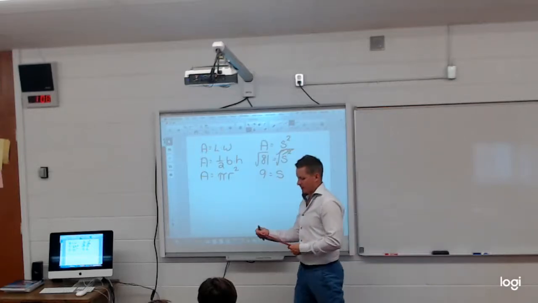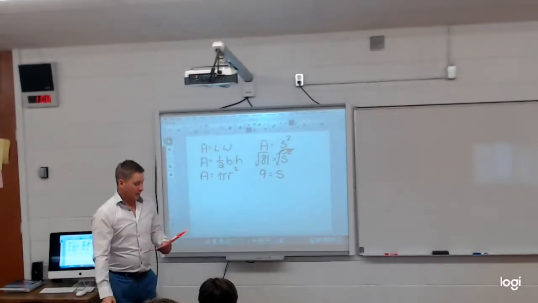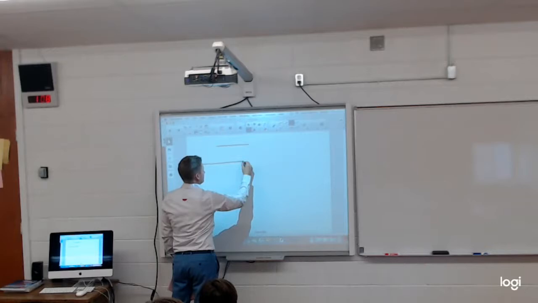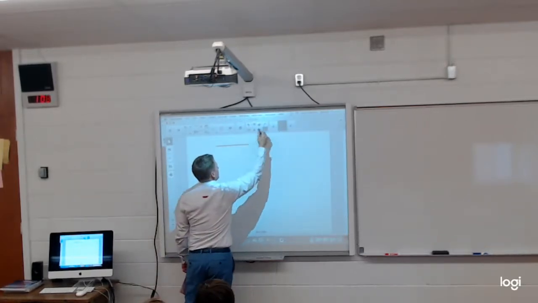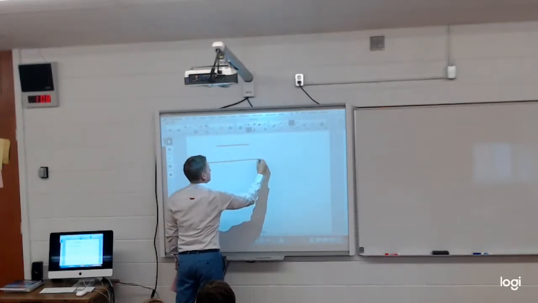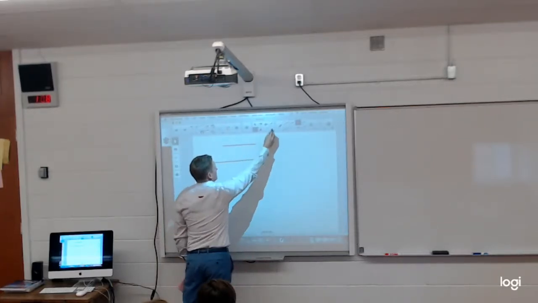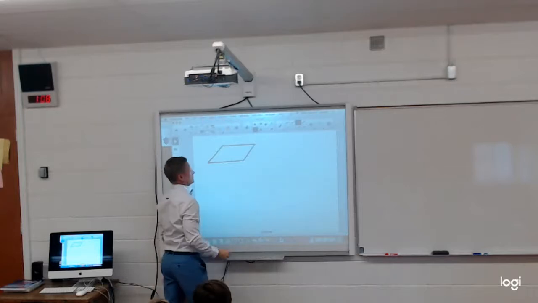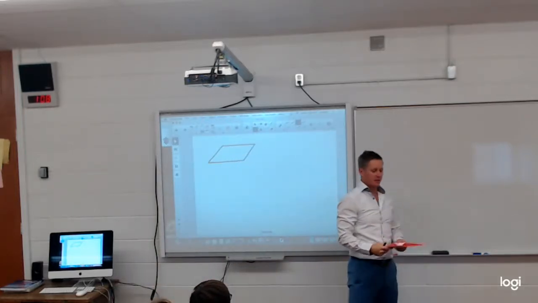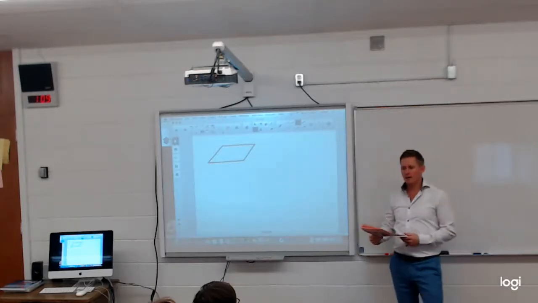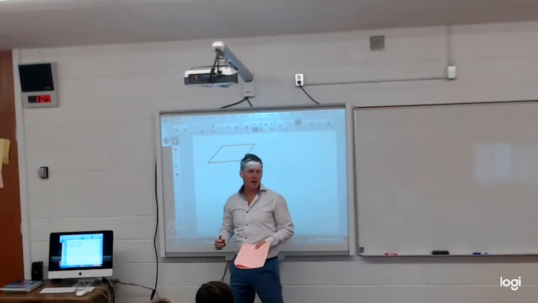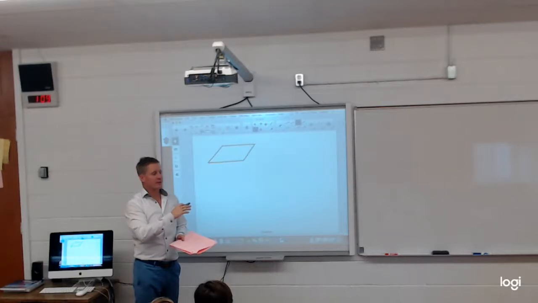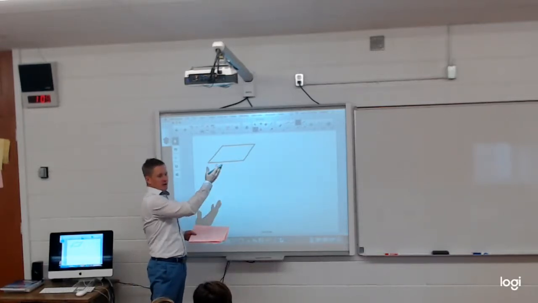Area of a parallelogram. Opposite sides are parallel to each other, but they don't form a right angle. So basically, if it's not a rectangle, this would be considered a parallelogram. A rectangle would have different length and different width, and if slanted, the sides are still parallel to each other.